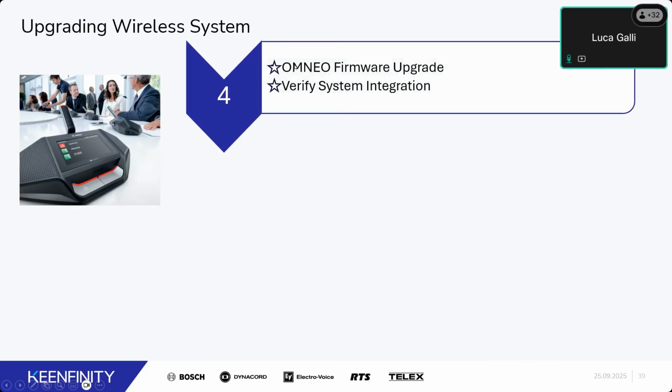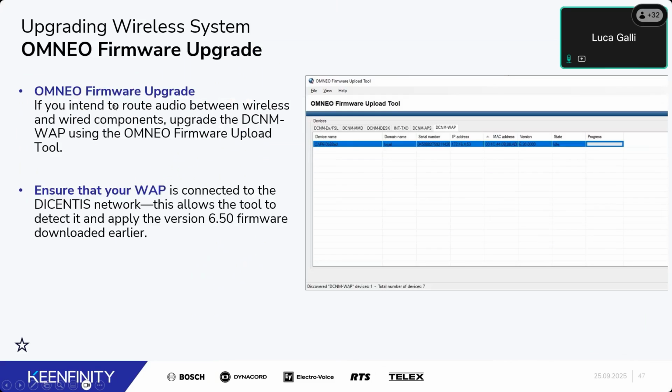Then next step is the Omnio firmware upgrade. Omnio, you know, is the platform that shares audio and control. Also in this case, it's quite easy, because this is the Omnio firmware upgrade. And if you want to route audio between wireless and wired components, you have to upgrade the DCNM wireless access point using the Omnio firmware upload tool. Here you have the wireless access point, you click on update, and everything is done.